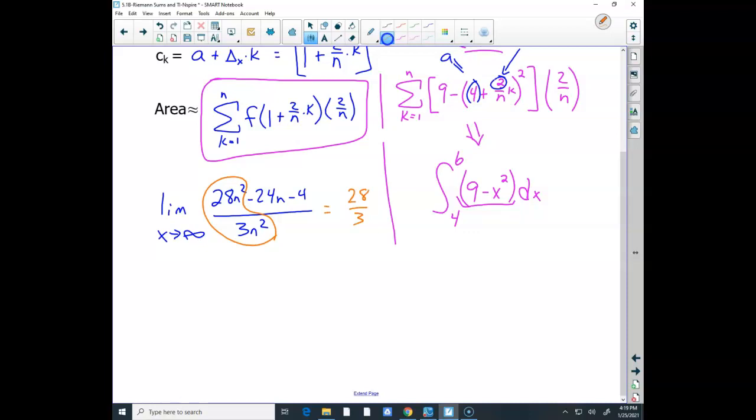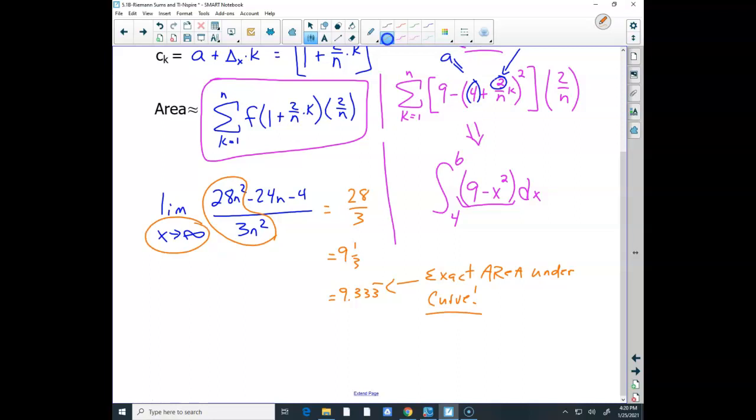Well, what is 28 thirds? 28 thirds is actually 9 1/3, or it's actually 9.333 repeating, or 9.3 repeating. And what is that? That is the exact area under the curve. It's the exact area, not approximate anymore, as I go to infinity.